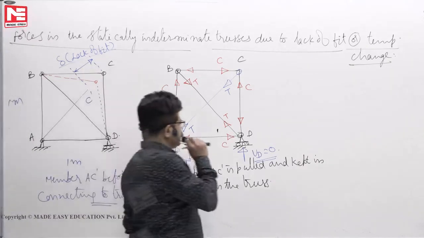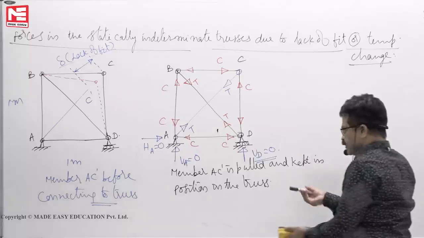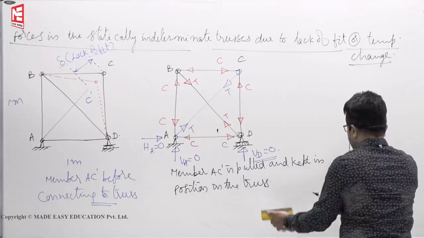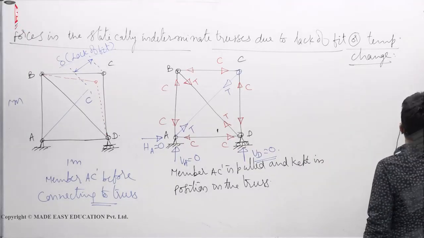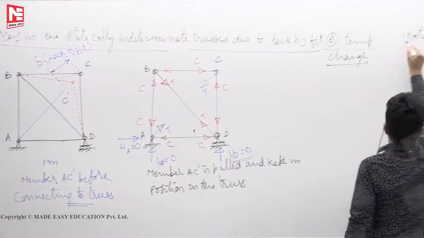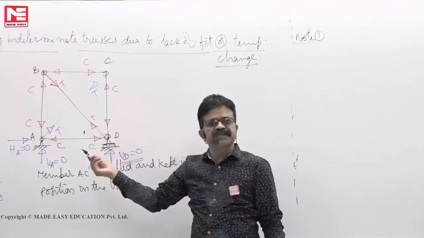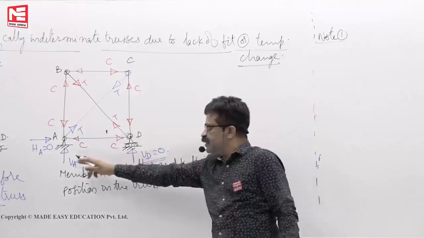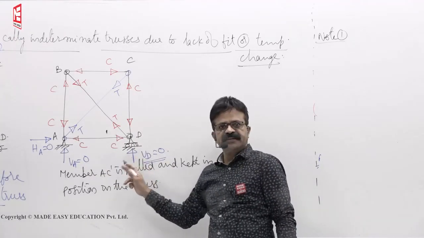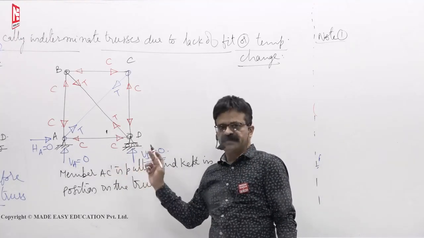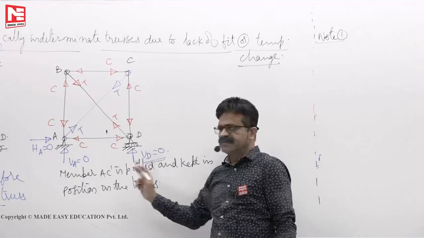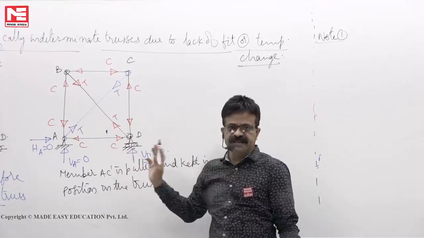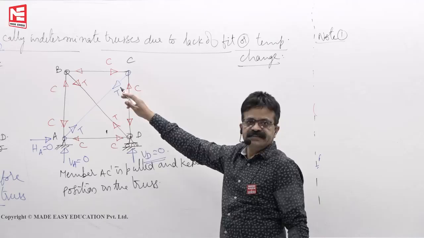Now you see, all this discussion we will write in the form of points. First observation is whether it is determinate or indeterminate. Externally, three reactions are there, three equations of equilibrium. DSE is R minus 3, that is 3 minus 3, 0. Externally it is determinate, but internally it is indeterminate.